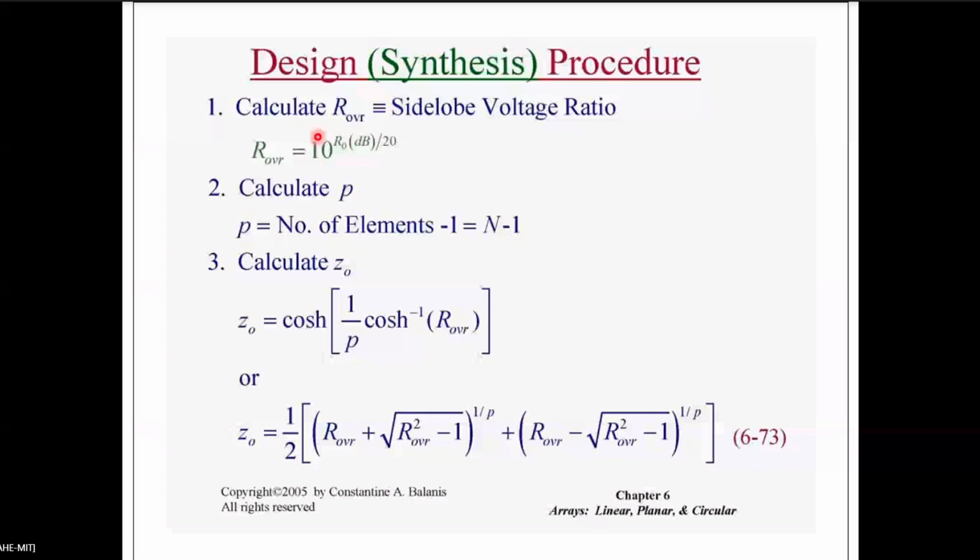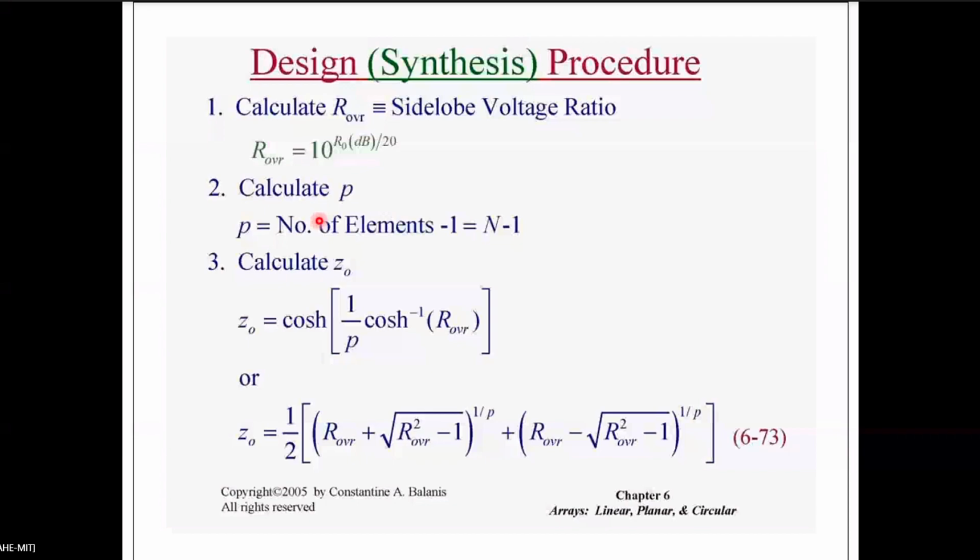So one step is to find out this. He may give this one or he may give this one. So you should know how to find it. It should always be understood that it is voltage ratio. Voltage ratio. So 20 log has to be used, not 10 log. Okay, that is one step in the design.